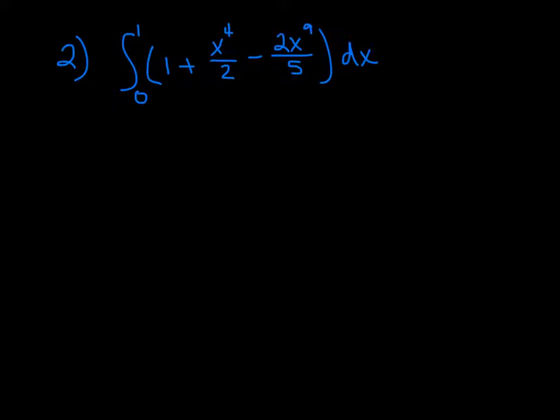Okay, second one. The definite integral from 0 to 1 of 1 plus x to the 4th over 2 minus 2x to the 9th over 5 dx. All right, so again, first step is to take the antiderivative.